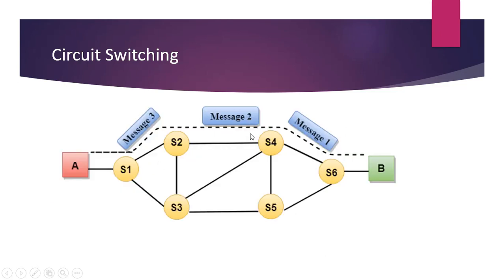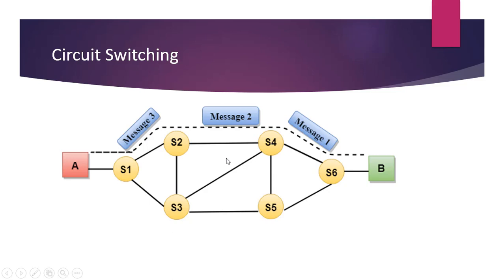Now we can understand. Suppose this is a network and A wants to communicate with B. First of all, we have to establish a complete path, and all the packets, all the message will go through the same path. In between, the path is not changed, and it will exist till the communication is over. So this is the whole idea behind circuit switching. This is the old way of communicating.